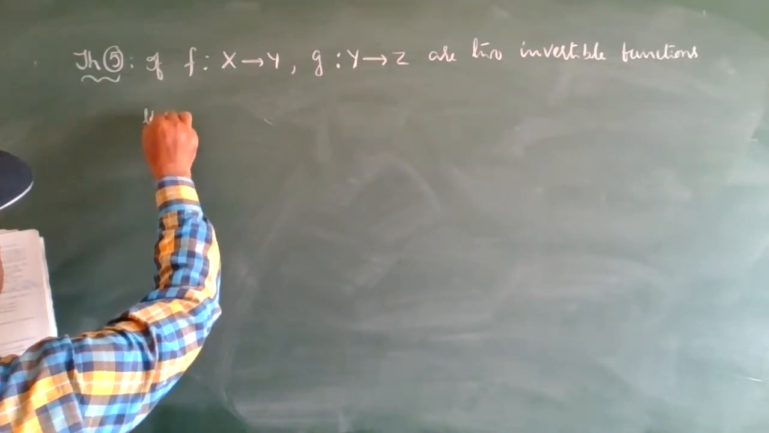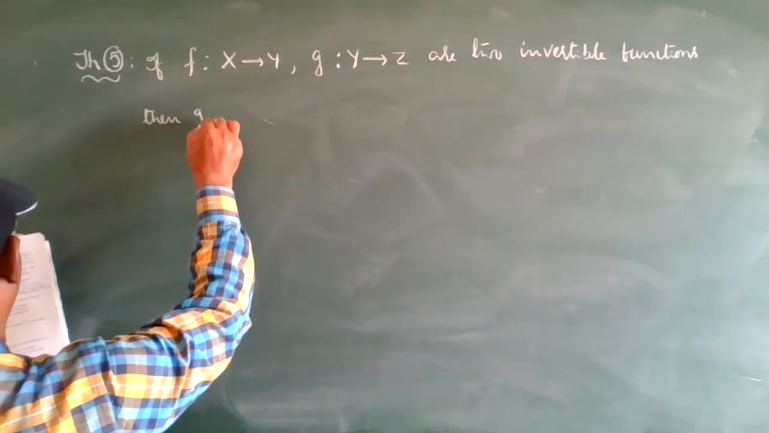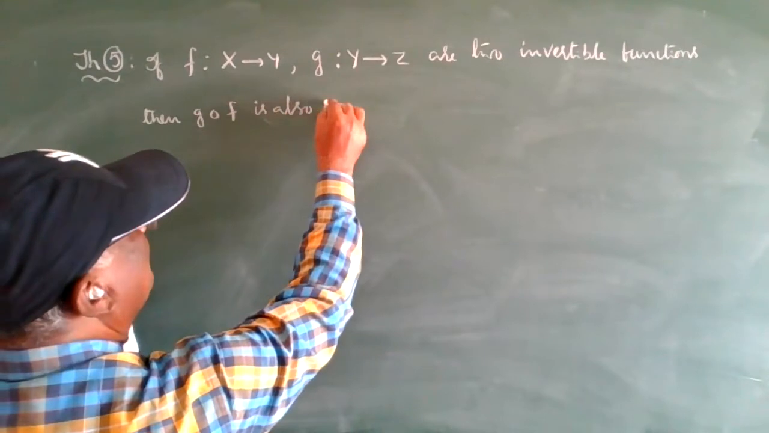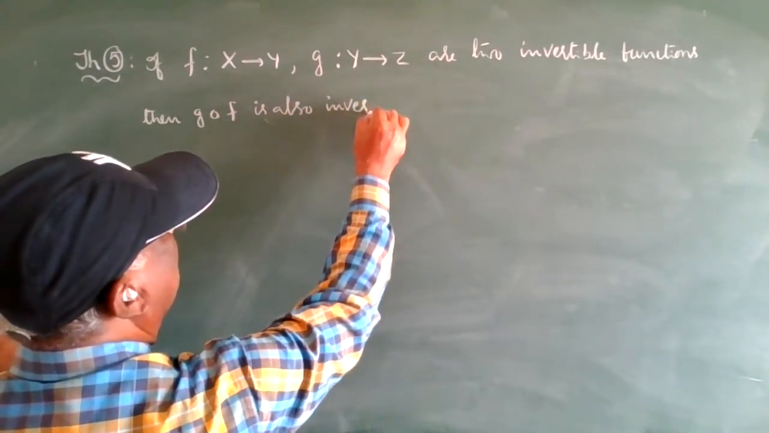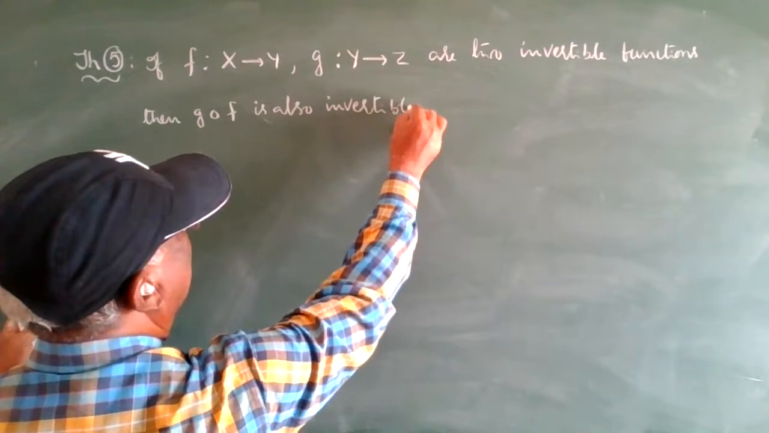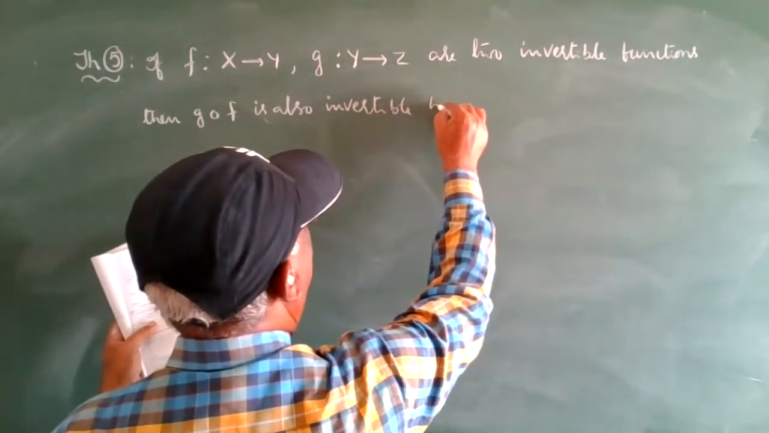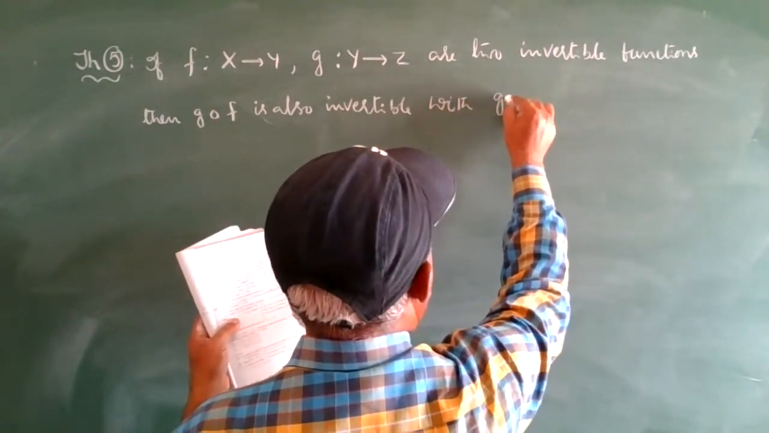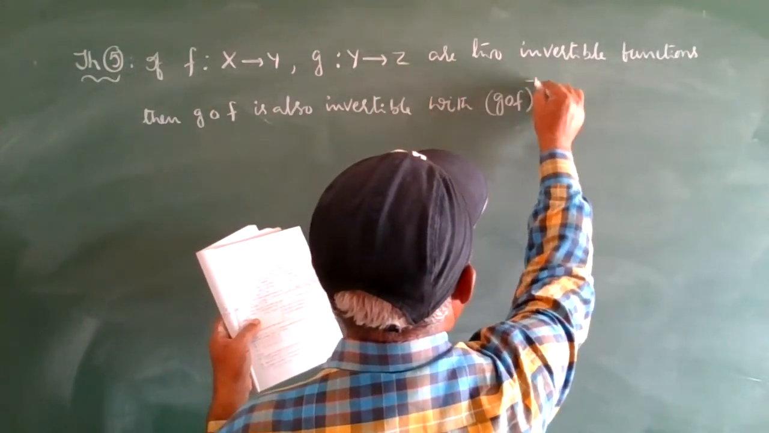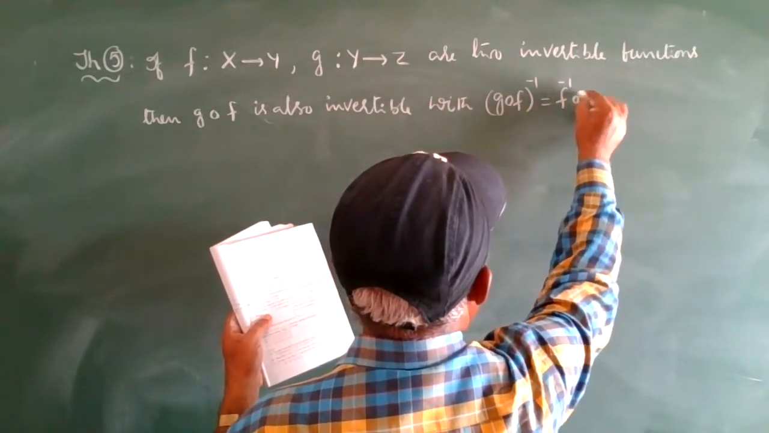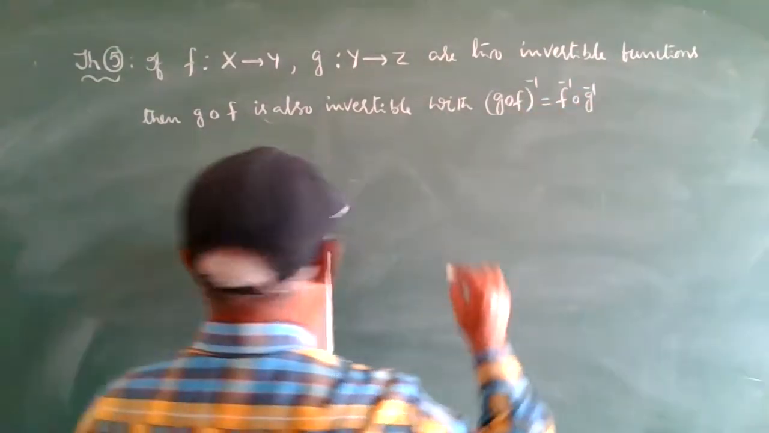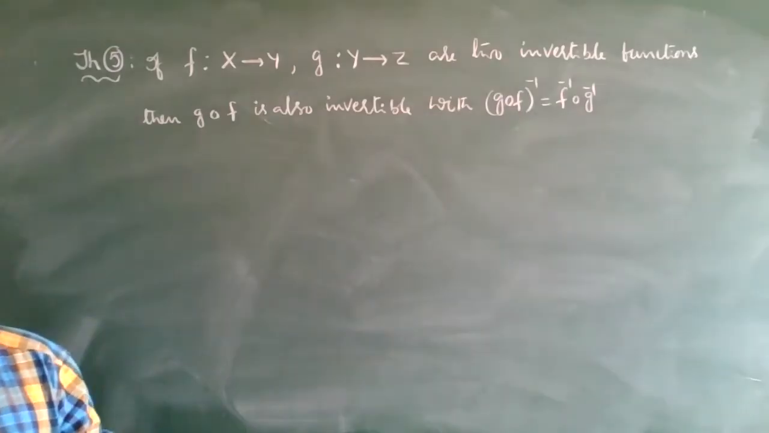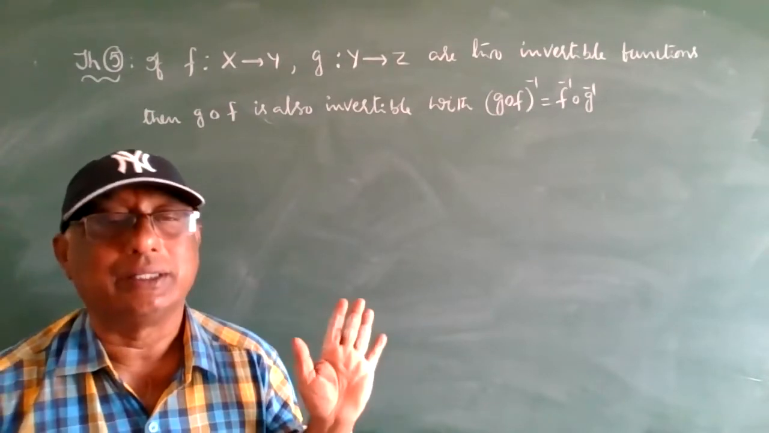Then G circle F is also invertible, with G circle F whole inverse equal to F inverse circle G inverse, in reverse order. This theorem is one of the important theorems.